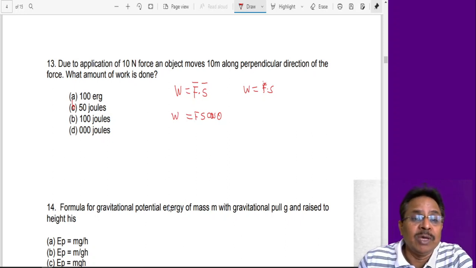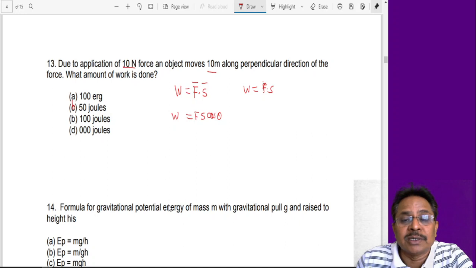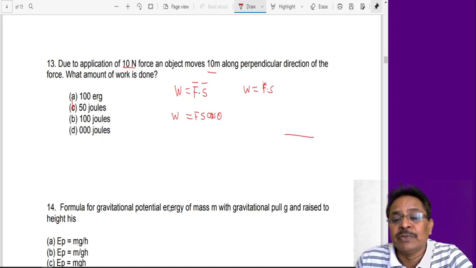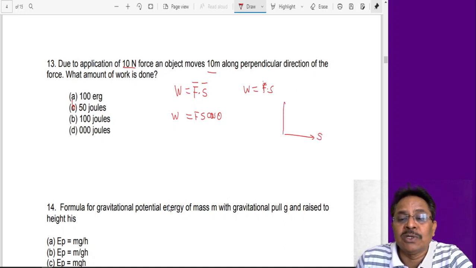So in this case we have been given information. In the MKS system, force is given to be 10 newtons, movement is given to be 10 meters, and the direction is given to be perpendicular. That means the object is moving in this direction, displacement, and force has been applied in this direction, that is equal to 10 newtons, and this displacement is given to be 10 meters.